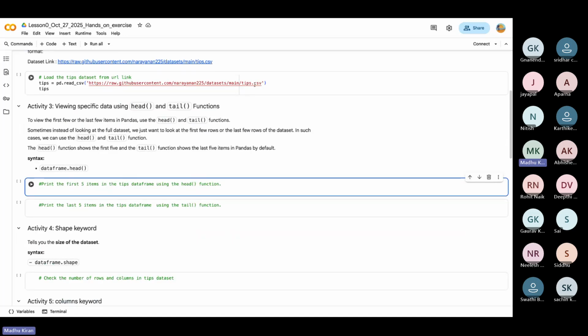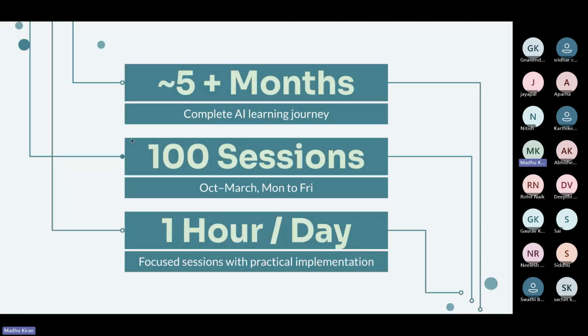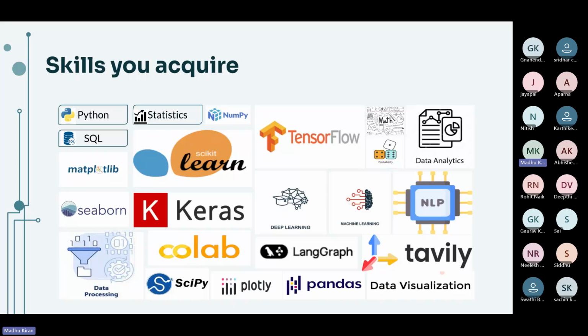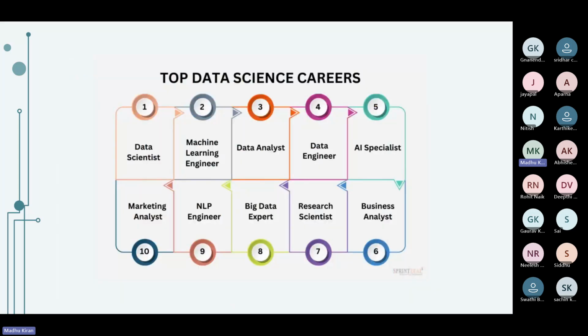And everything is put in one Word document, so that nothing is lost and you don't have to keep searching for things. So it's completely organized. It's 5 months, 100 sessions, and the skills you acquire: you're going to learn the language, deep learning, machine learning, NLP, Tableau, data visualization, all this. And we're going to go into more details about different data science careers tomorrow.